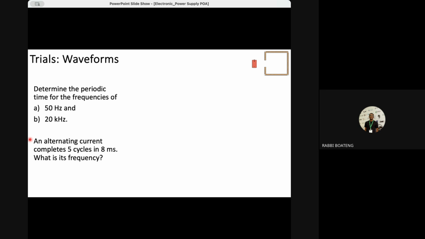For number two, 0.02 seconds. If number two, is it B or the second question, which is an alternating current? An alternating current completes 5 cycles in 8 milliseconds. What is the frequency?